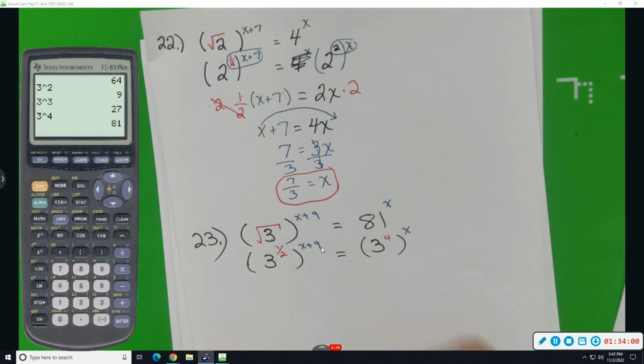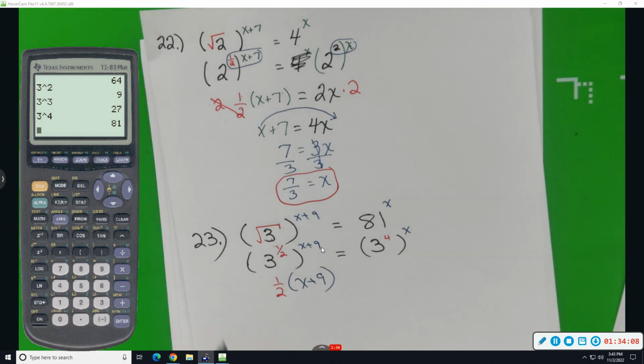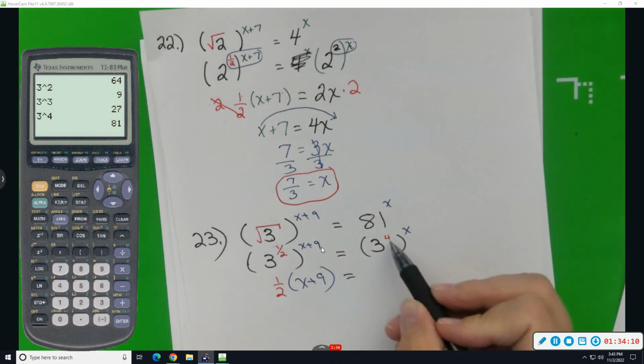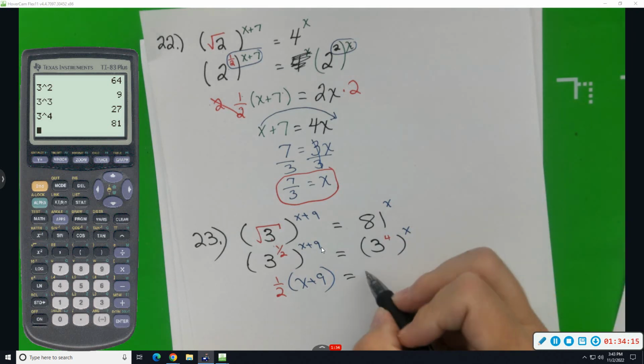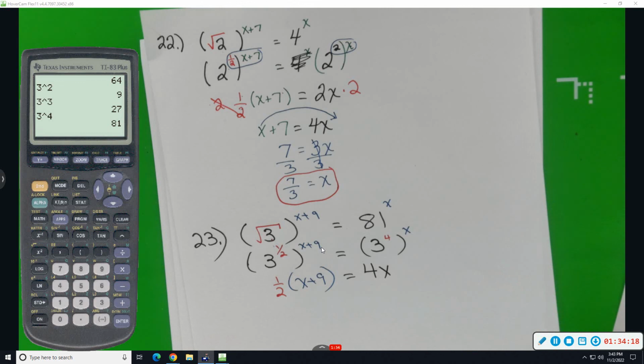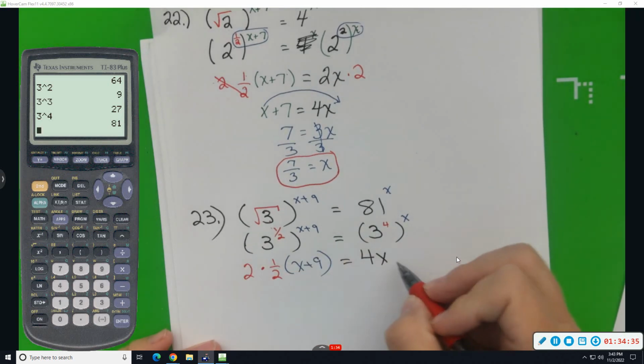I'm going to leave it as 1/2 times x plus 9 is equal to, well, we better multiply these exponents. What's that going to give me? 4 times x is a 4x. And then we can multiply both sides. Once again, we have that denominator of 2. Let's cancel out the fraction. We'll multiply both sides by 2, just like we did in the previous problem.